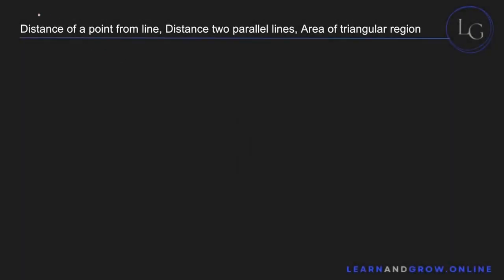Now let's see how we can calculate the distance of a point from a line. Let's see how we can calculate the distance between two parallel lines, and let's see how you can find the area of a triangular region with the coordinates of its corners being known to you.